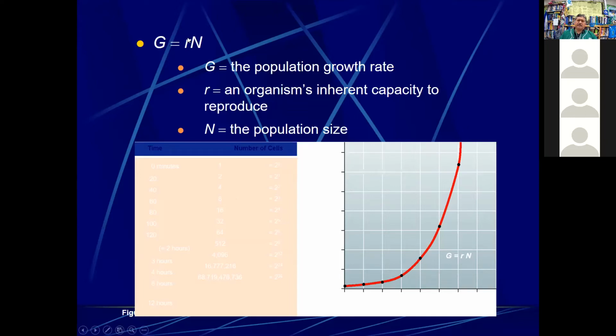So remember, each species has a built-in rate, R, for rate of reproduction. And so this built-in rate of reproduction for this species is multiplied by the number of individuals at that moment. And if you were to plot it on a graph, you'd see it's J-shaped, and you can see that this is exponential growth.